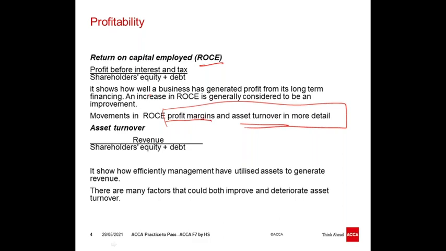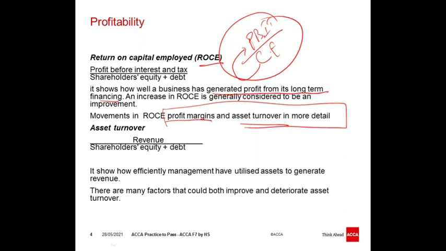And what does ROCE show? It shows how well a business generates profits from its long-term financing. So you can also derive your definition based on this formula. Whatever we have in the denominator will be the base, and we are measuring the performance of the numerator. So we need to check in this formula how much profit the company is generating in comparison with the resources of the capital that we have employed.